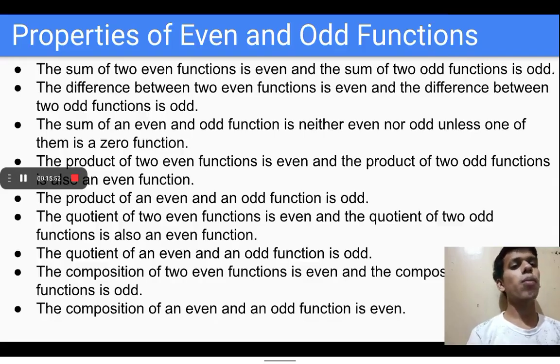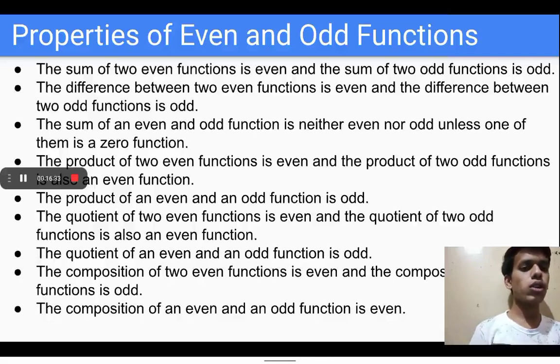So let us discuss what are the properties of even and odd functions. The sum of two even functions is even and the sum of two odd functions is odd. The difference between two even functions is even and the difference between two odd functions is odd. These are the important properties. The sum of an even and odd function is neither even nor odd unless one of them is a zero function. The product of two even functions is even and the product of two odd functions is also an even function. The product of an even and an odd function is an odd function.